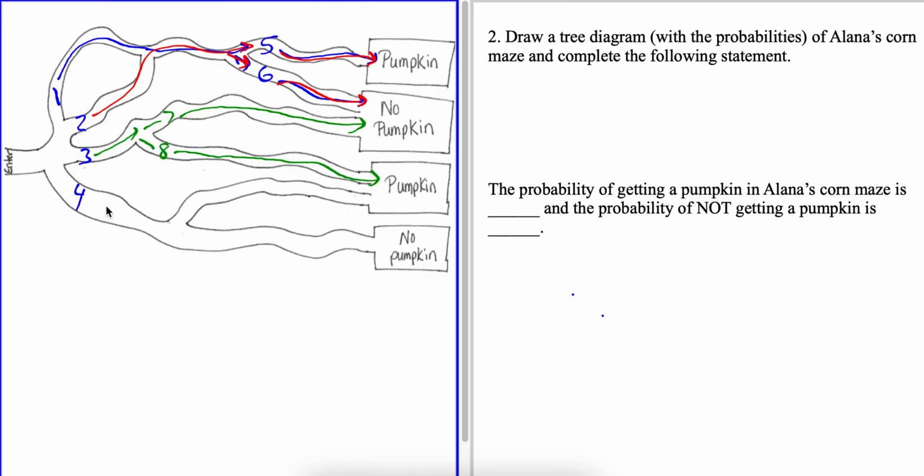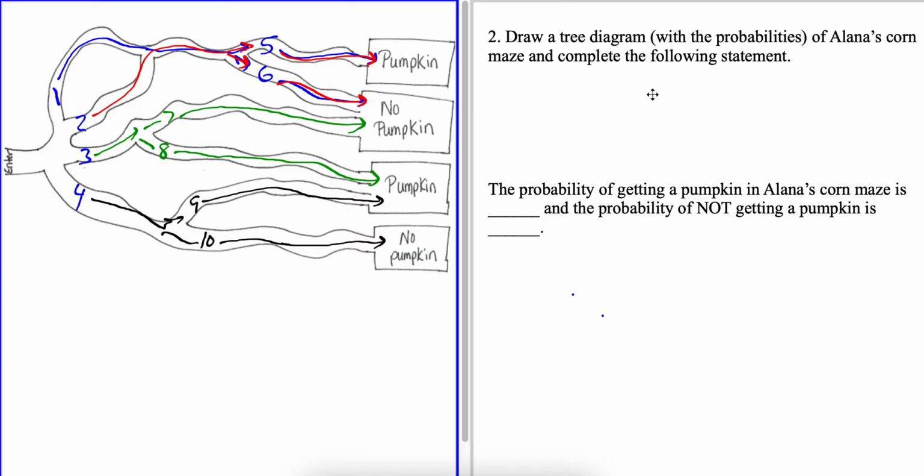And 4. If we chose to go 4, we hit this fork in the road. We can either go up on path 9 or go down on 10. 9, we get a pumpkin. 10, we get no pumpkin.